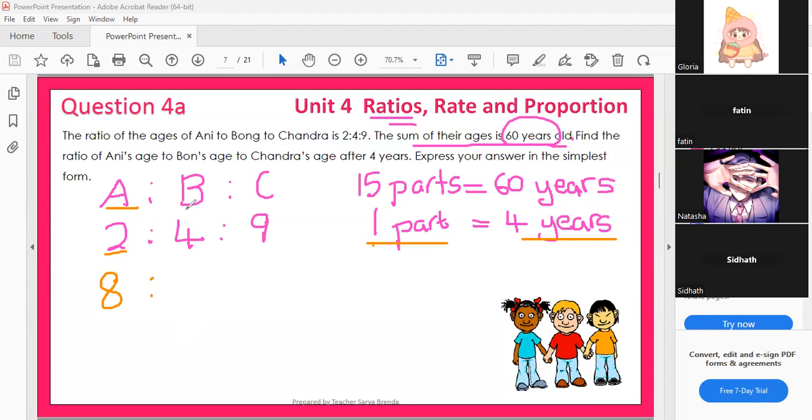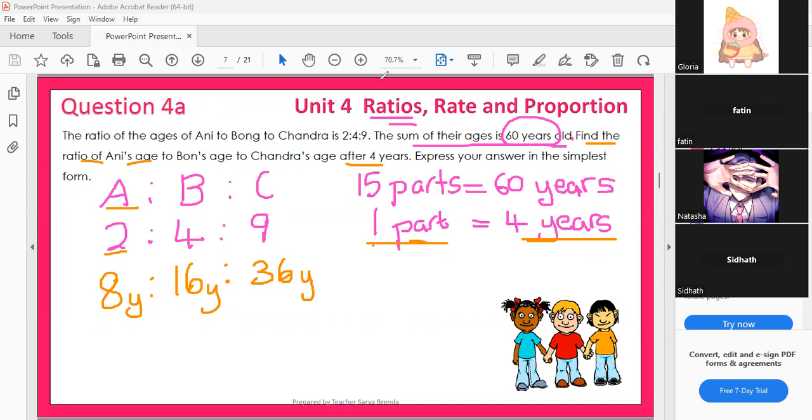Got it? Bong is 4 parts. One part is 4 years, so 4 parts is 4 times 4, 16 years. You can say years here. And then Chandra, 9 parts. 9 times 4, 36 years. Got it? Now, the question is asking, find the ratio of Ani's age to Bong's age to Chandra's age, again it's A to B to C, after 4 years. Now, after 4 years, do you think the age is going to be the same?